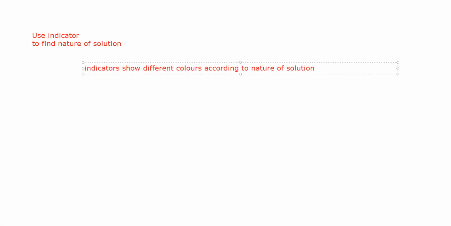Less than a minute left. So next session, I will share a link with you and I will explain this indicator in the next part. Indicators are substances which can be used to identify the nature of a solution. Indicators show different colors according to the nature of a solution. You have to learn the names of different indicators.